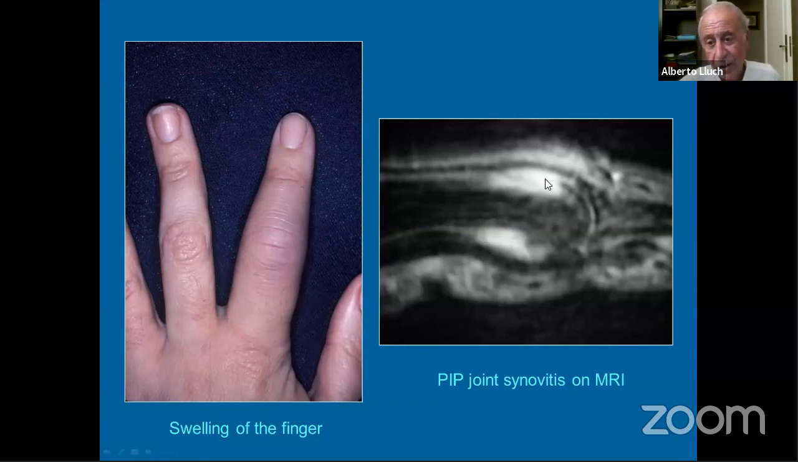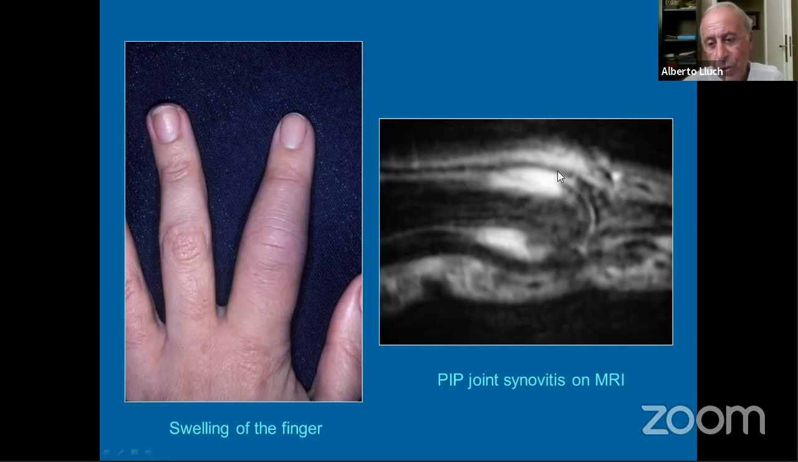It's sometimes more difficult to understand. You can see a swollen finger like this that many people will say is a dactylitis. Yes, the finger is swollen, it's inflamed, but this is really the beginning of a synovitis of the PIP joint.